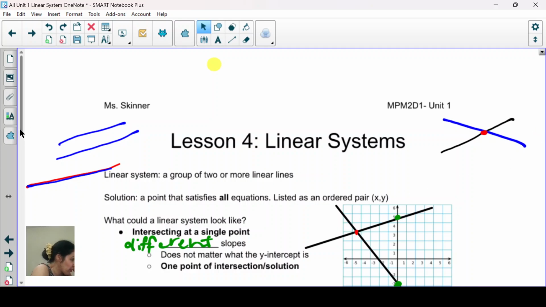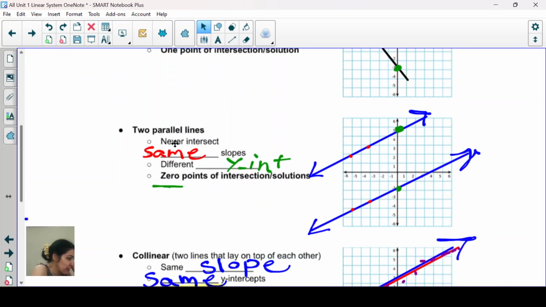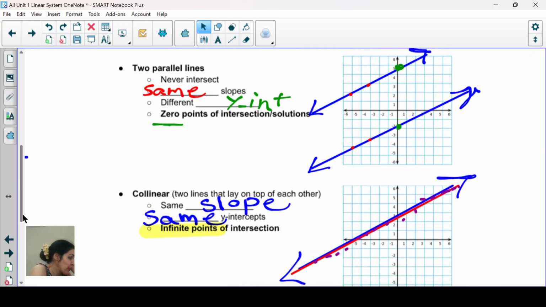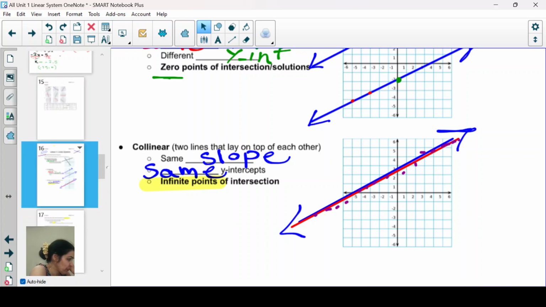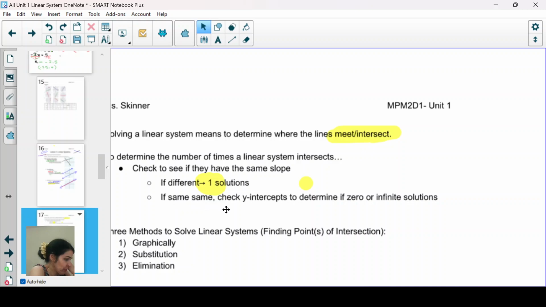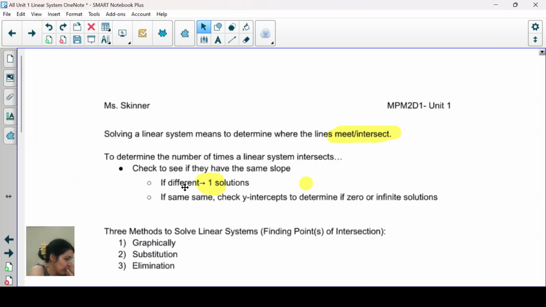But if their slopes are the same, either they have no solution, so they never meet each other, or they have infinite solutions, many solutions. So if different, one solution. If same, check the y-intercept to determine if zero or infinite solutions.